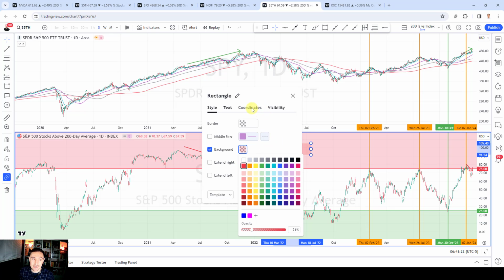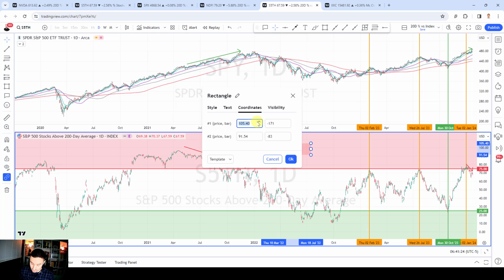So I'm going to make that red, go to the coordinates, and then what I want to do is I want to go 75. I then want to go 10,000 like this. I then want to make this 10,000 as well. And then this one here, I want to make this minus 10,000. If you set it up like that, then that will put the shading like that.